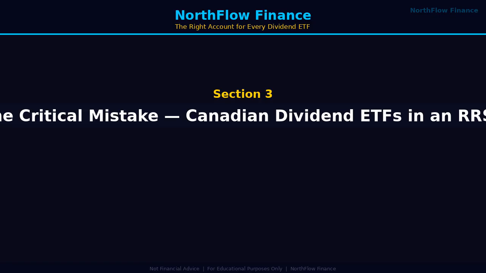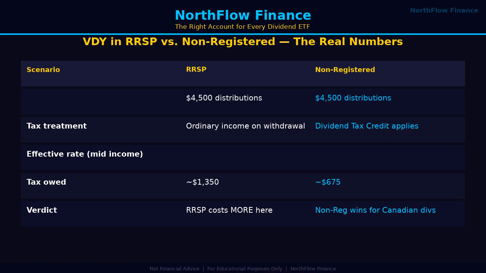This is the most important section of this video. And it's a mistake I see regularly. Many Canadian investors hold VDY, XDIV, or XEI inside their RRSP. It feels intuitive: these are long-term holdings, the RRSP is a long-term account, so it makes sense, right? It doesn't. Here's why. VDY and XDIV distribute primarily eligible dividends. In a non-registered account, those eligible dividends benefit from the dividend tax credit. At a middle income level, the effective tax rate might be 15 to 20%. At a lower income level, possibly near zero.